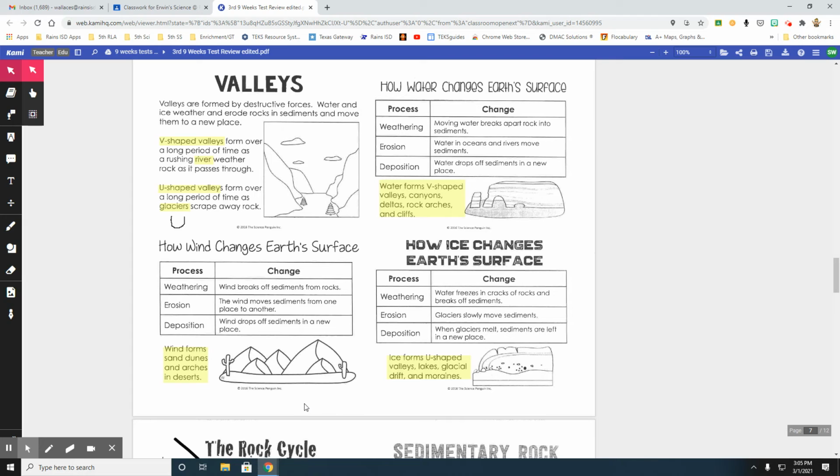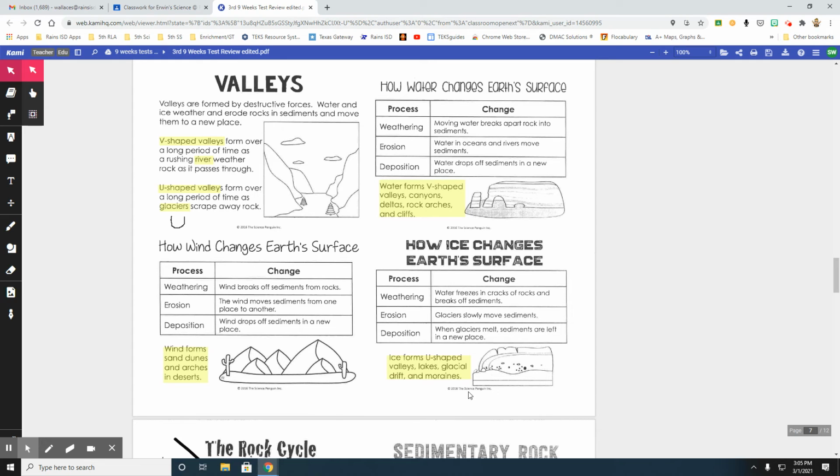Wind, we know, can form sand dunes and some very interesting shapes in the desert. These are arches. So they're very interesting to see if you ever get a chance, especially in Utah, out in Arizona. They have some very interesting arches that have actually been carved by the wind.